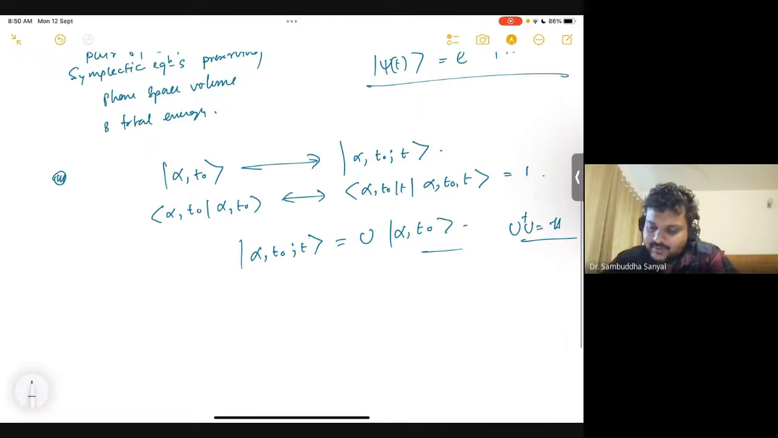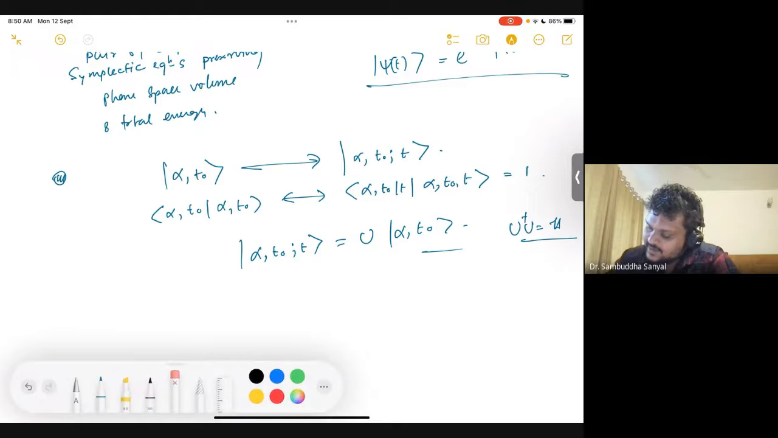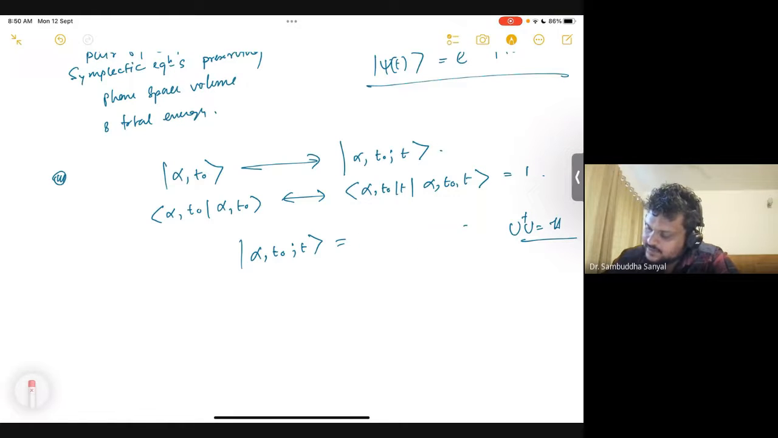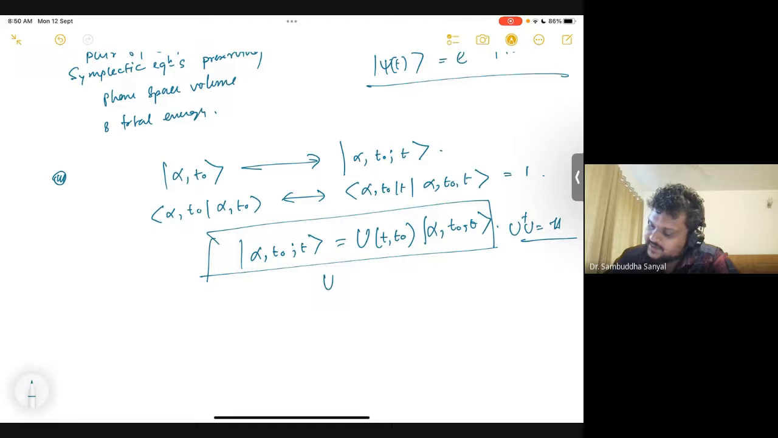And the second thing we want is that it must preserve the relation between states. So I can also write it in a little more detail: U that connects alpha at t naught to alpha at t. That must satisfy this.